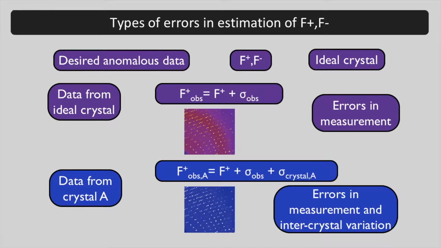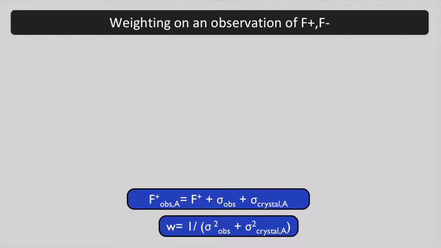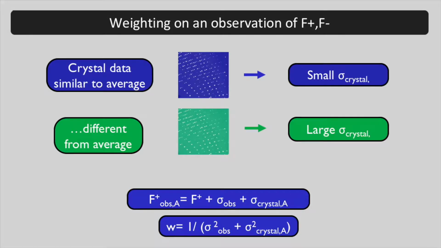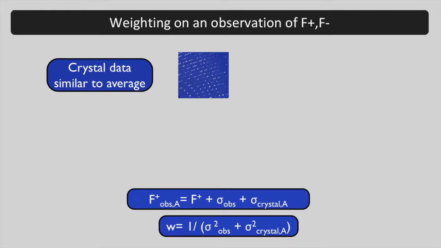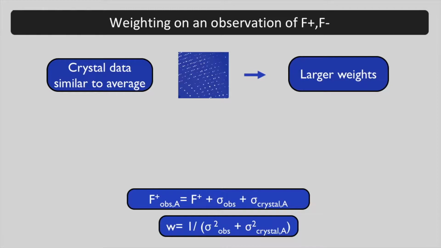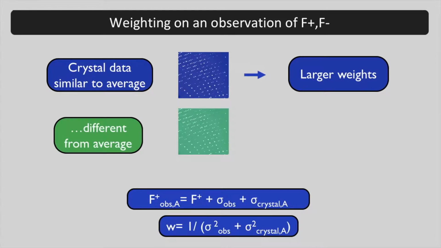Now when combining observations of a particular reflection, we can weight each observation based on the error in measurement and the intercrystal variation. The weights are 1 over the squares of the sigmas, so big sigmas mean small weights. We can estimate the intercrystal variation for each crystal from the differences between the data for each crystal and the average of all crystals. The data from crystals that are most similar to the average are weighted more strongly, and the data from crystals that are more different are weighted less.